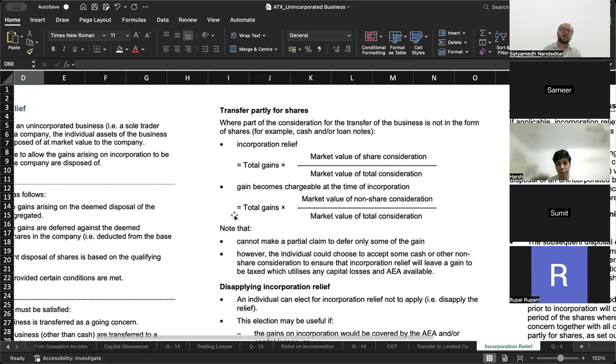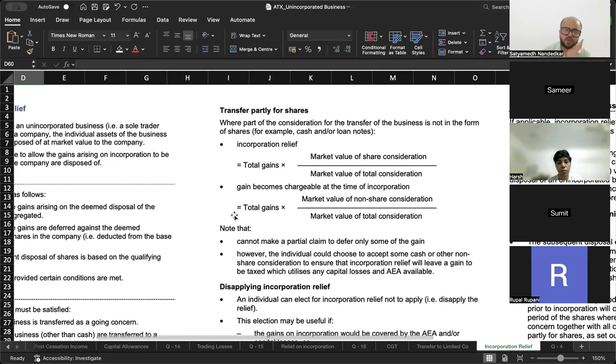What they are saying is, if you got 100% shares in the company and no cash consideration, that means you just transferred the business. Structure was different, but it was still a business. When you transferred your business to a new company, you got some shares and you got cash. The fact that you got cash means you sold a stake in the overall business.